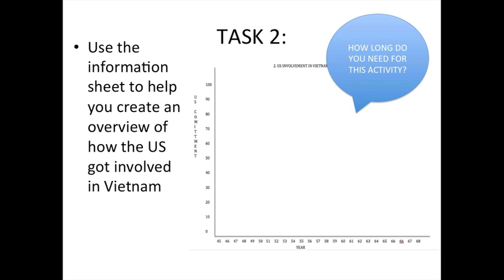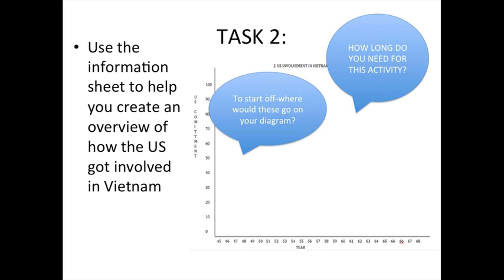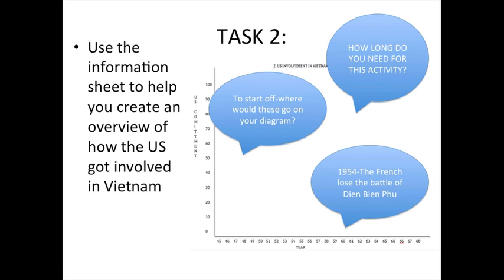Again, manage your own time. How long do you need to complete this activity? To start off, where would these go on your diagram? So again, look at your events and look at the two axes and plot 1954, the Battle of Dien Bien Phu. This French defeat, where would it go on the x-axis? Where, however, would it lead to increasing the US commitment on the y-axis?